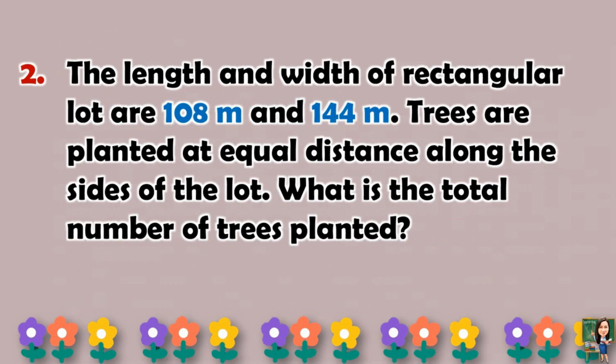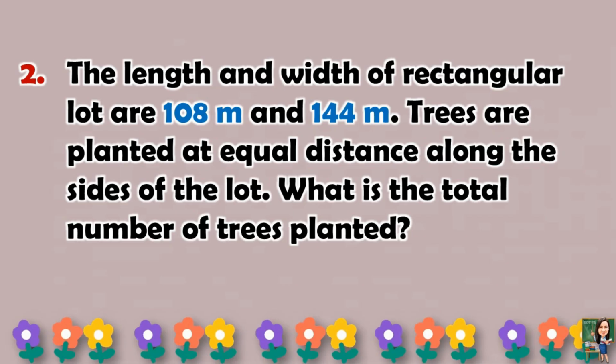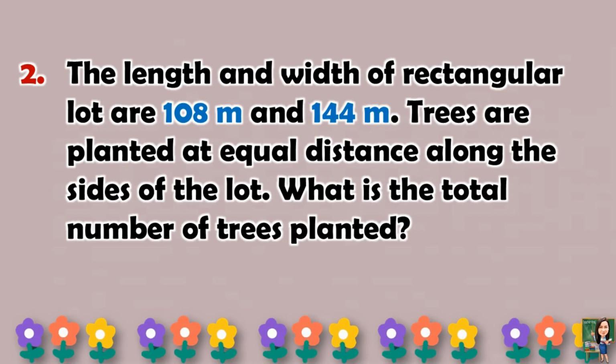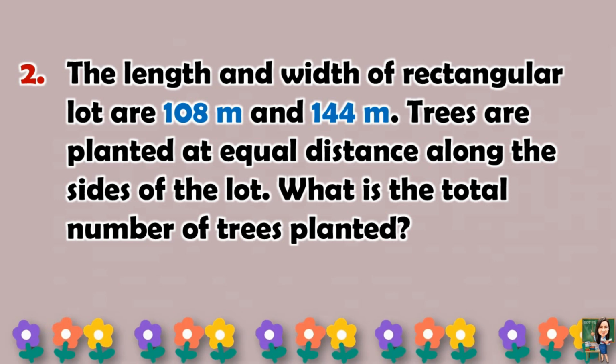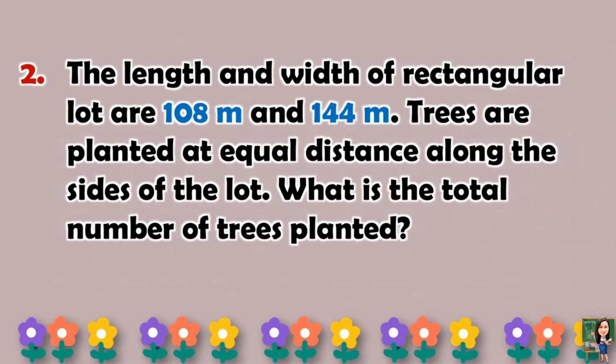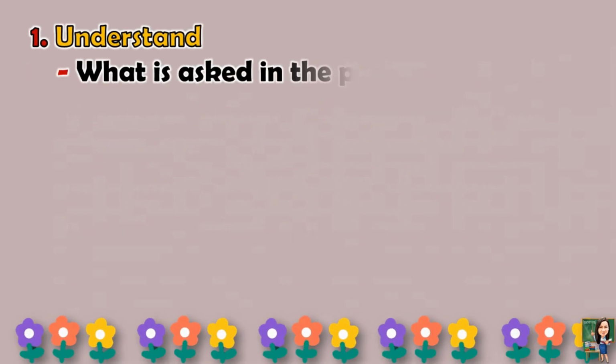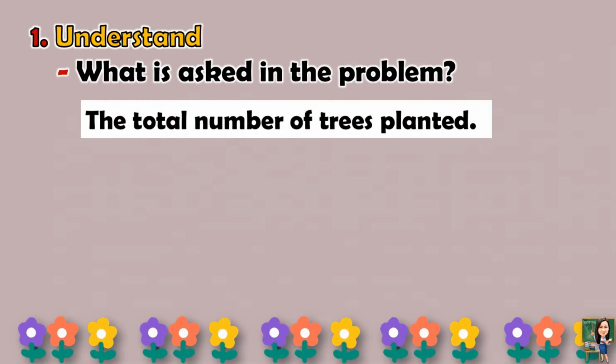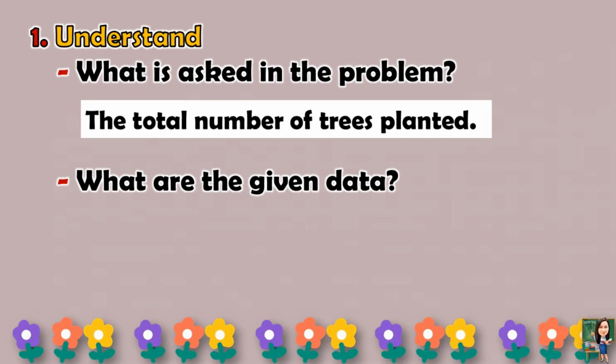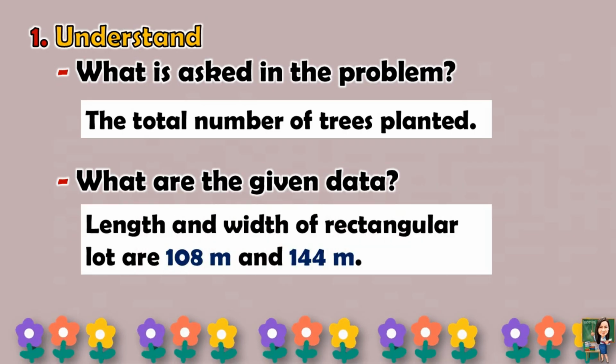Number 2. The length and width of a rectangular lot are 108 meters and 144 meters. Trees are planted at equal distances along the sides of the lot. What is the total number of trees planted? Step 1, understand. What is asked in the problem? The total number of trees planted. What are the given data? The length and width of the rectangular lot are 108 meters and 144 meters.